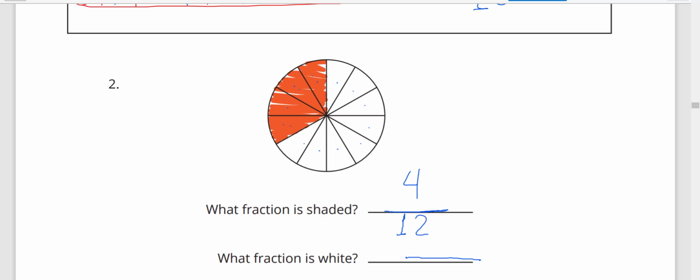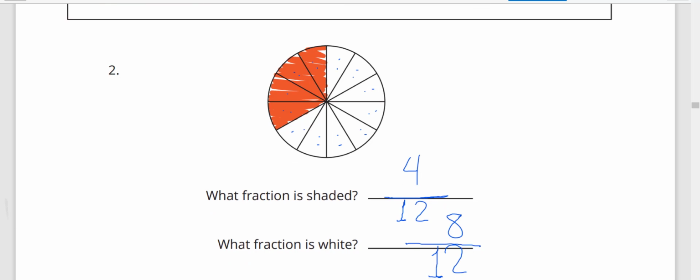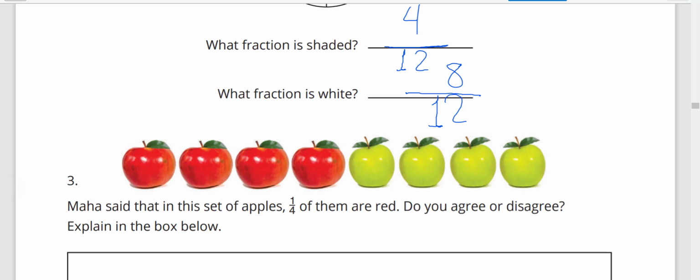What fraction is white? Count all the parts. This white part, count 1, 2, 3, 4, 5, 6, 7, 8. So write 8 in the numerator and the total parts is 12. Write 12 in the denominator. Exercise number 3.